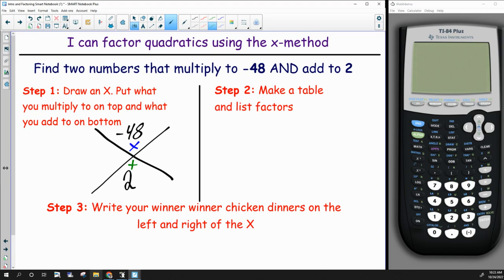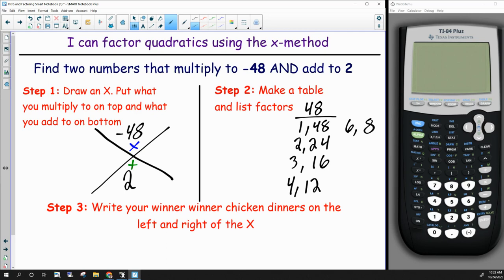Okay, step 2. Since we have to multiply to get negative 48, we need to find all of the factors for 48. So guess what we're going to take out? Take out your factor sheet. We got 1 and 48, 2 and 24, 3 and 16, 4 and 12, 6 and 8. That is step 2. We listed out all of our factors.